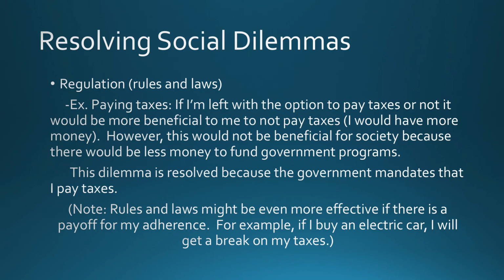Rules and laws might be even more effective if there is a payoff for my adherence. For example, if I buy an electric car, I'll get a break on my taxes. So I'm even more likely to pay taxes if I get a certain deduction for buying an electric car. We get deductions for having a child. So I'm more likely to do it if I get those payoffs.